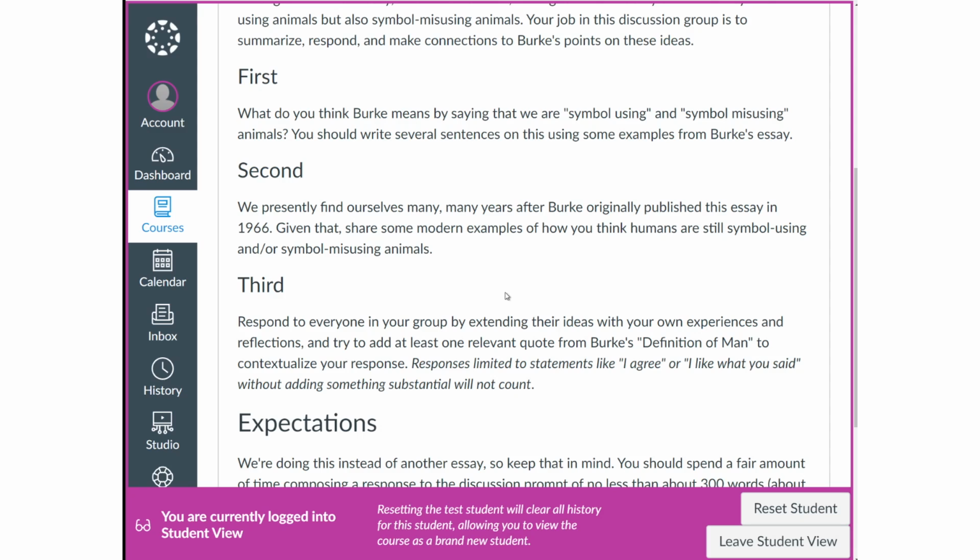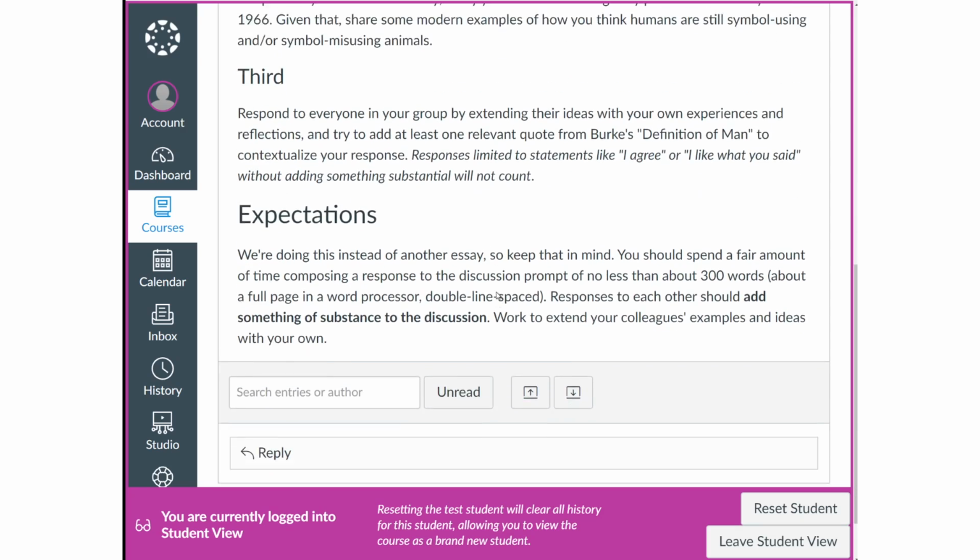And third, respond to everyone in your group by extending their ideas with your own experiences and reflections. And try to add at least one relevant quote from Burke's Definition of Man to contextualize your response. Responses limited to statements like "I agree" or "I like what you said" without adding something substantial will not count.